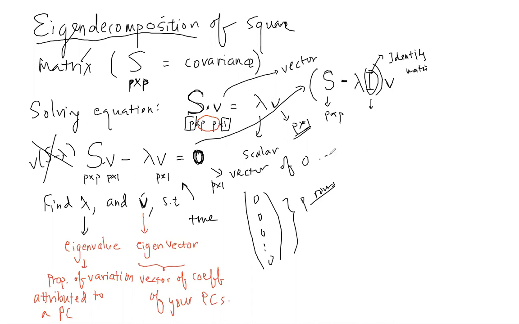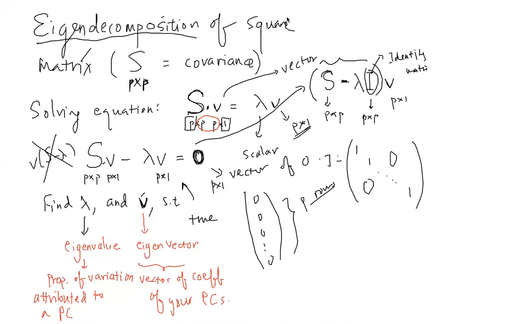The identity matrix is basically a matrix where your diagonal is all 1, your off diagonal 0. So this is a P times P identity matrix. So this matrix operation, subtraction, is conformable, right? Then your vector V here is P times 1. So this is permissible, because the difference here is still P times P, and the V here is P times 1. And if you do expansion, it's like this.